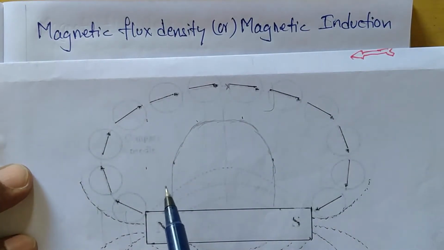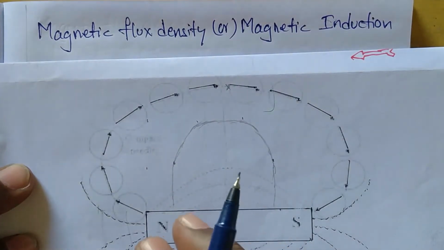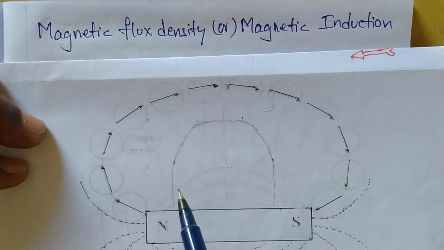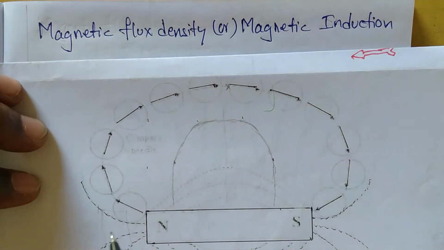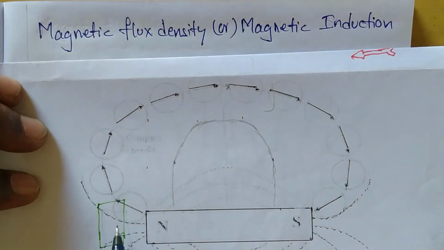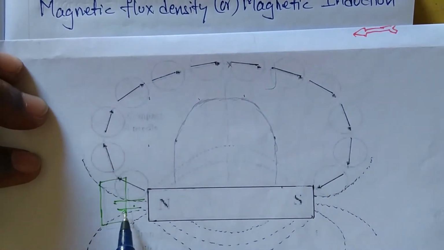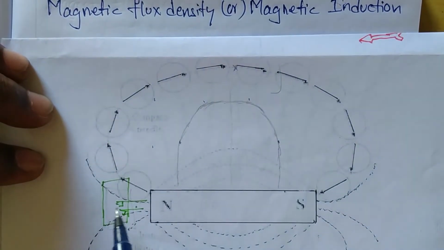Let us learn about the next physical quantity, magnetic flux density. What is the difference between magnetic flux and magnetic flux density? Magnetic flux means the total number of lines of induction passing normally through the surface area. Suppose I have chosen a surface area here, the total number of field lines which are passing normally, perpendicularly to this surface area, making an angle of 90 degrees to this surface area.